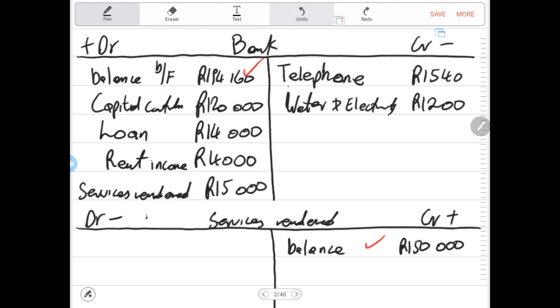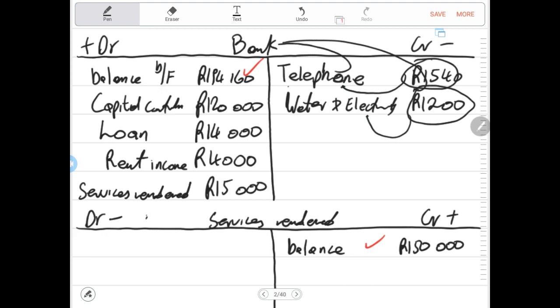So it's very simple. For all these debit entries, there are credit entries, and for all these credit entries, there are debit entries. If we look in here, this 1,200 is recorded on the debit side of telephone, and the description is bank. And this 1,540 was water and electricity, on the debit side of water and electricity, and the description was bank.